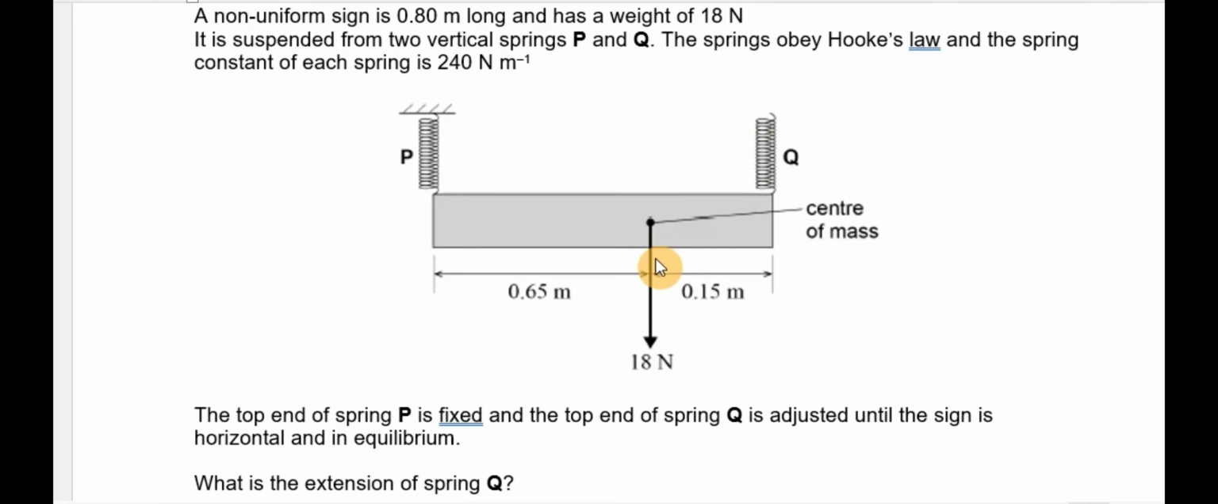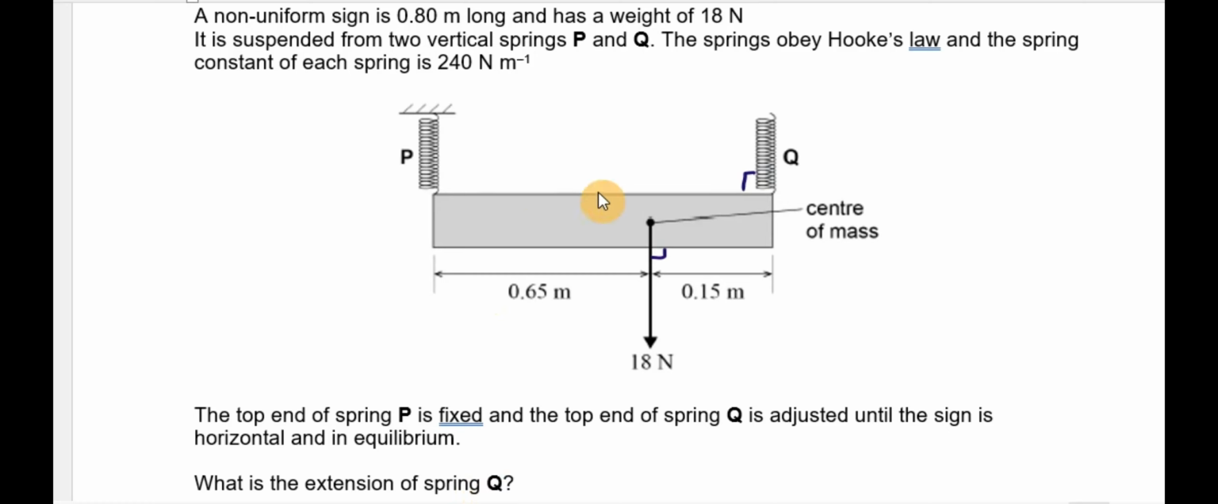It's good that they've made it horizontal because it means that this weight is acting 90 degrees to the sine, and this spring is also 90 degrees to the sine. What is the extension of spring Q?